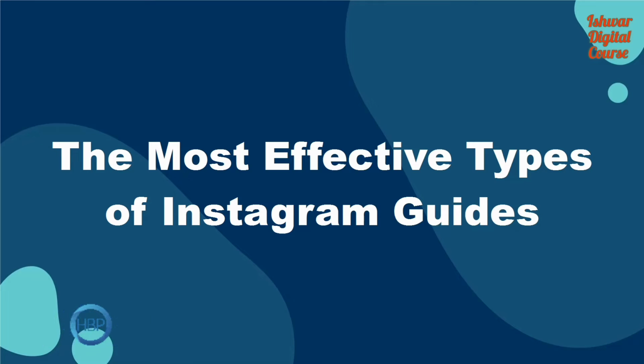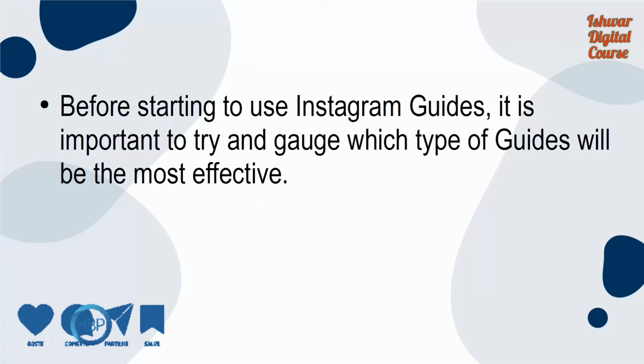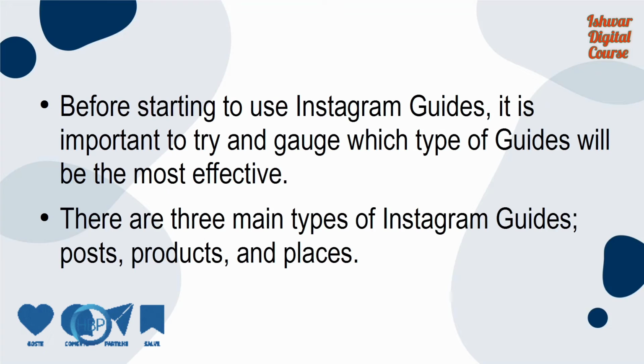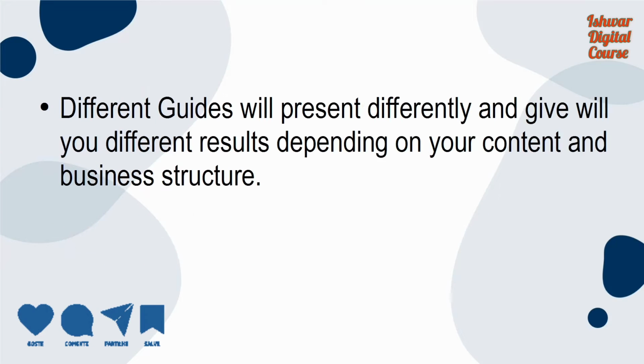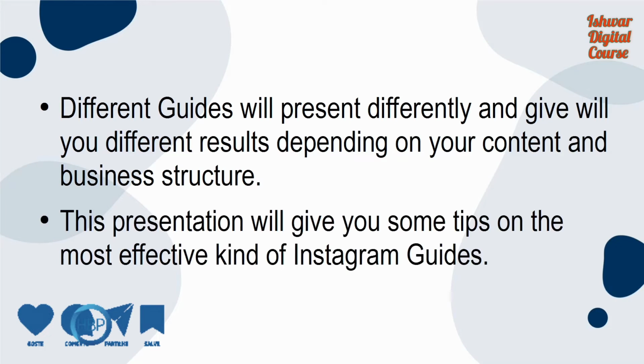The most effective types of Instagram guides. Before starting to use Instagram guides, it is important to try and gauge what type of guides will be the most effective. There are 3 main types of Instagram guides: posts, products, and places. Different guides will present differently and will give you different results depending on your content and business structure. This presentation will give you some tips on the most effective kind of Instagram guides.